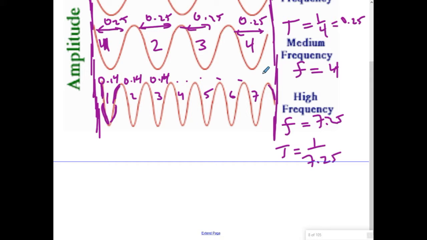So let me recap here. Period is how long it takes for something to occur. What was the period of what I just said there? Maybe about 3 seconds. Right? It took me about 3 seconds to say, period is how long it takes for something to occur.